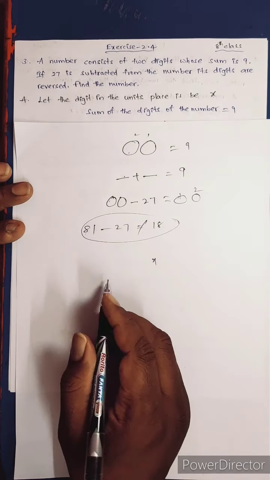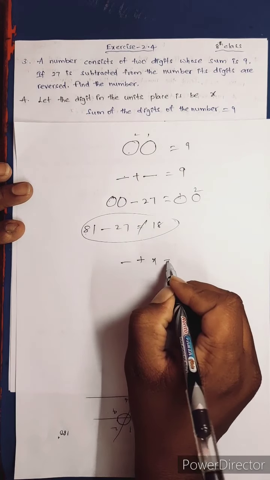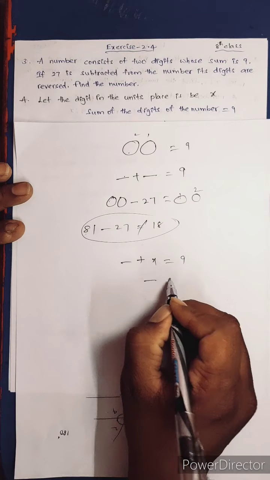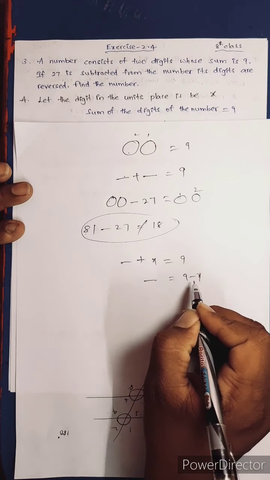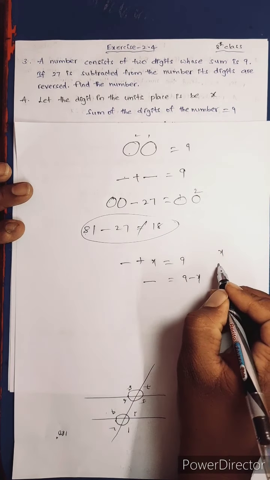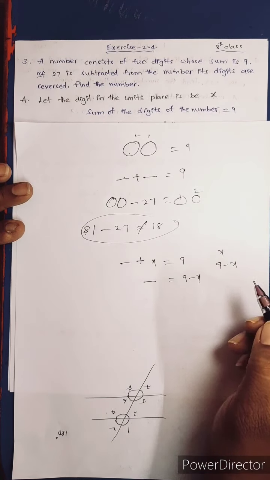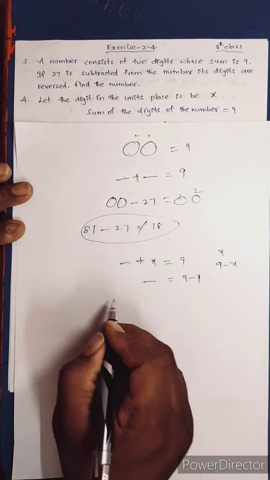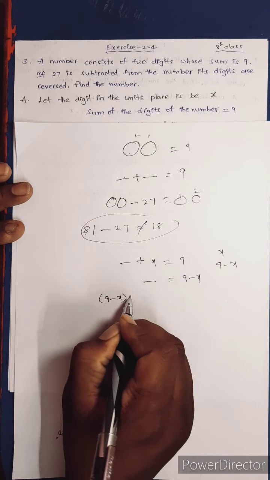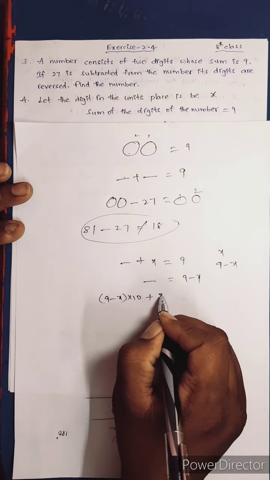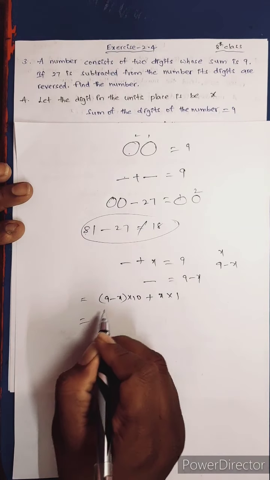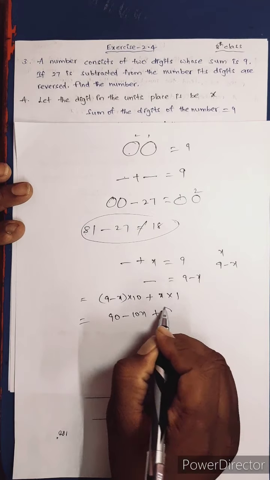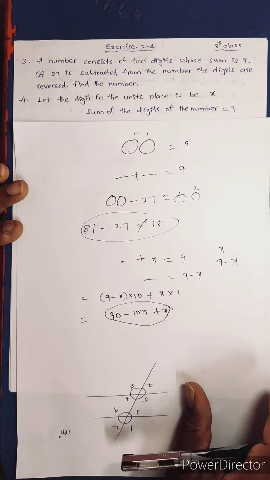Then what will be the tens place? The sum of these 2 digits is 9, so the tens place digit is equal to 9 minus x. If the ones place is x, then the tens place is 9 minus x. Write the expanded form for this 2 digit number: 9 minus x as the tens place plus x as the ones place. Then 9 tens are 90, minus 10x plus x. This is the total 2 digit number.